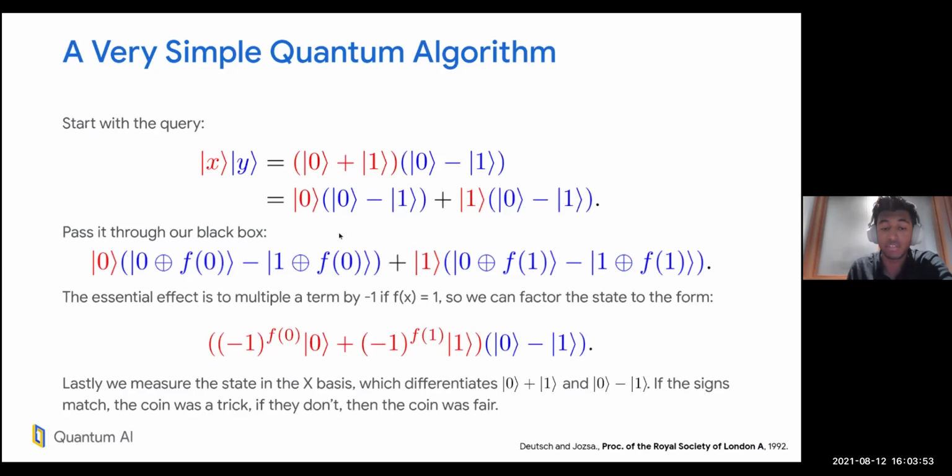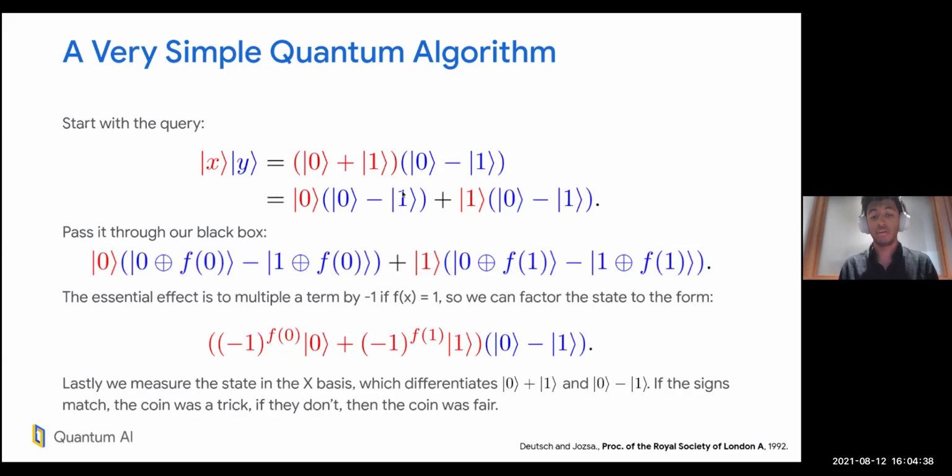And so you'll go from 0 minus 1 to 1 minus 0. So as you guys know, B minus A is equal to minus 1 times A minus B. And so essentially what this whole thing does is it multiplies one of these terms by minus 1 in the case that f of x is equal to 1. So let me quickly pause here and ask if there are any questions about what I'm saying there. Everyone's okay? All right.